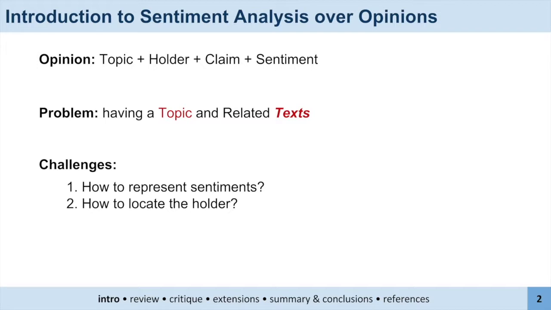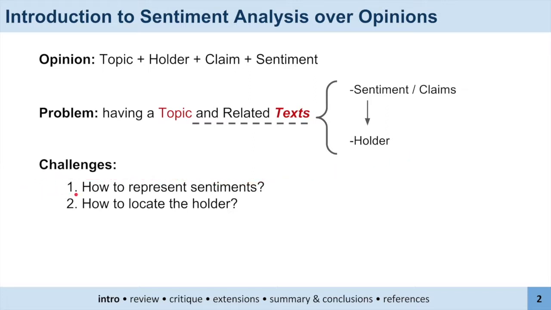First, as for the problem definition. Opinions mainly consist of 4 parts: the topic, the holder, and the holder's claims and sentiments. Given that definition, the problem could be clarified as: given a topic and related texts, find the sentiment and claims over that topic, and then locate the holder of such sentiment and claim in the related text.